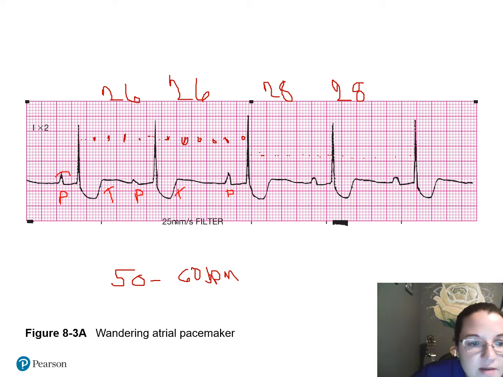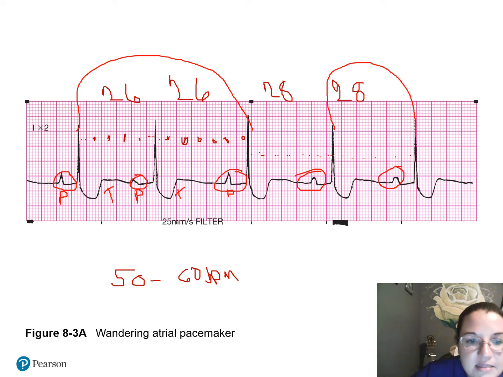So if I were to look at all my P waves, you have 1, 2, 3, 4, 5 of them. Out of these 5 P waves, are they matching? No. The first and the third one match, and the second and last one match, and then this one does not. So I see 3 different P waves, which means I'm coming from 3 different foci. My heart rate, my mean is 50, and I am a regular rhythm. I am a wandering atrial pacemaker. Then the next questions are your QRS and your PR intervals, which we'll leave for practice.